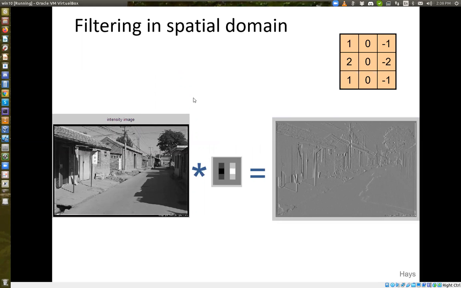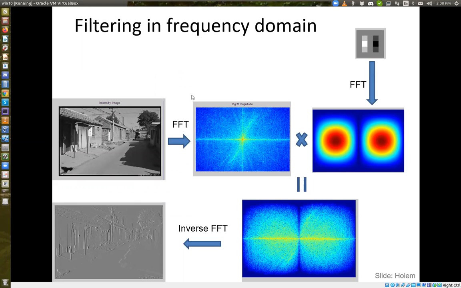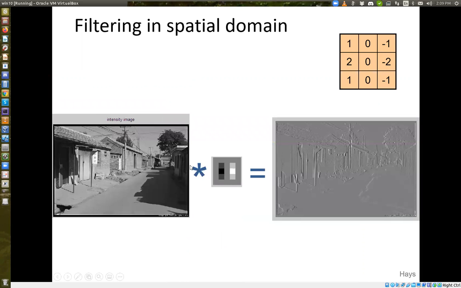Okay, this is just a filter example. I want to get back to the last class, just to remind you: for the Fourier transform, we have a special property that if we do convolution in one domain, as we previously talked about with filtering, it corresponds in the frequency domain to just multiplying the signals together. So I have a filter like this. If I filter this image, I get an image like this.